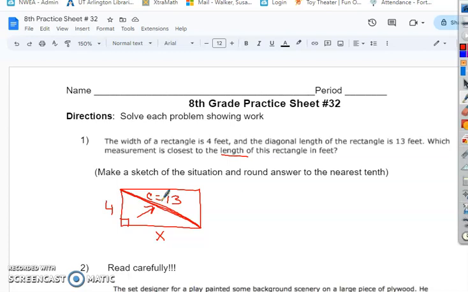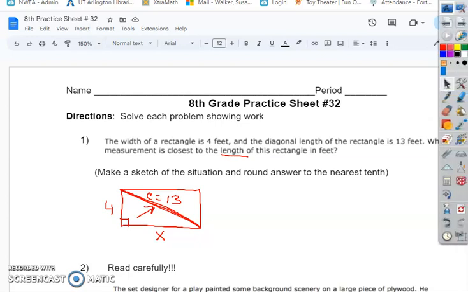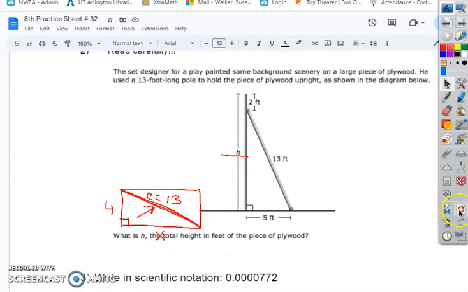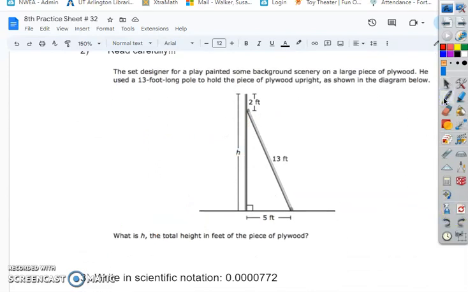Okay. Number 2. I love this problem, but it's easy to mess up. The set designer for a play painted some background scenery on a large piece of plywood. He used a 13-foot long pole to hold up the piece of plywood upright, as shown in the diagram. What is h, the total height of the piece of plywood?